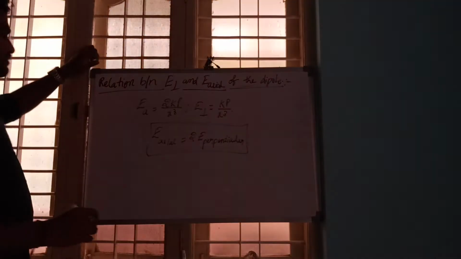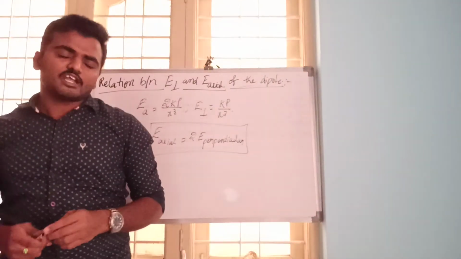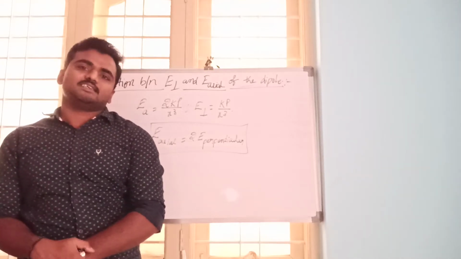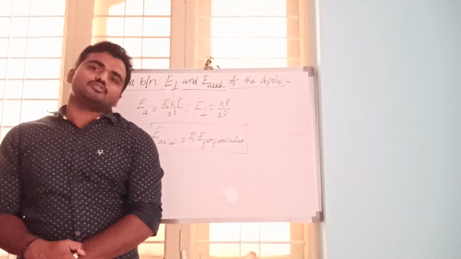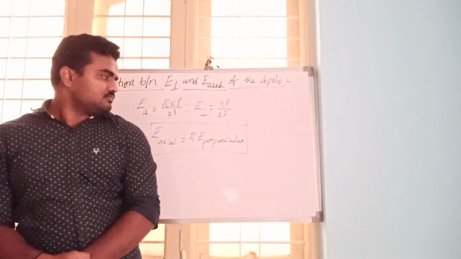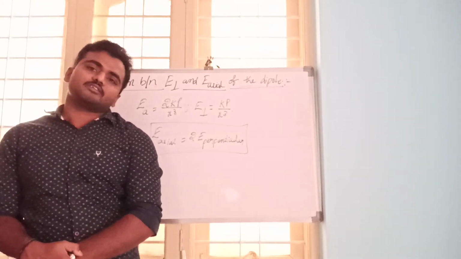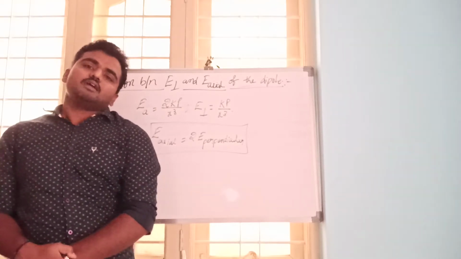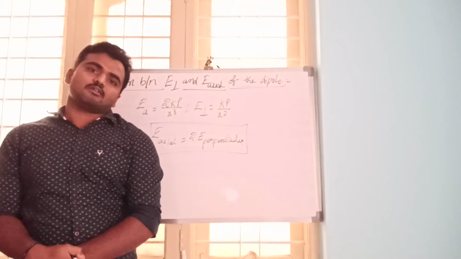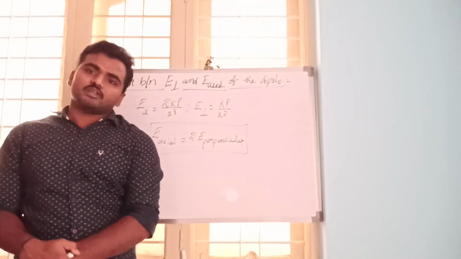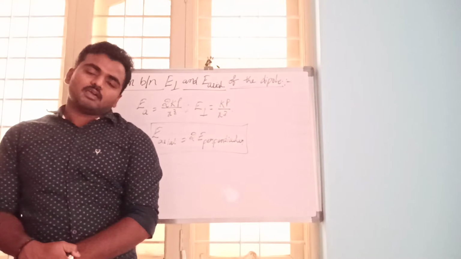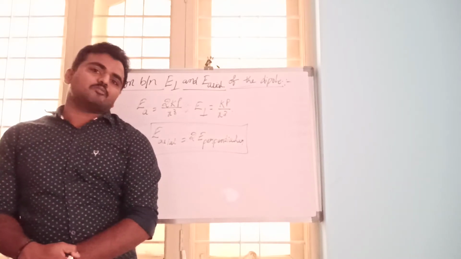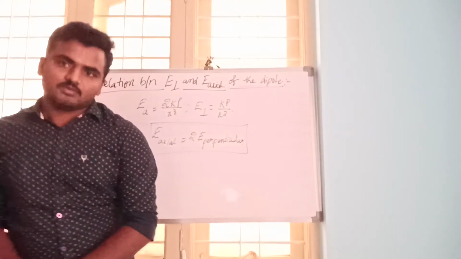This means that for a given dipole and at a point x, if you find the electric field on the axial line and divide it by 2, then you will get the electric field on the perpendicular bisector of the dipole. Sometimes they will directly give you the perpendicular bisector electric field, and we can convert it into the electric field on the axial line by multiplying it by 2.